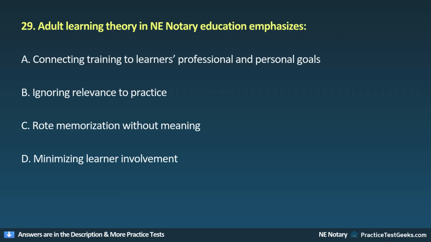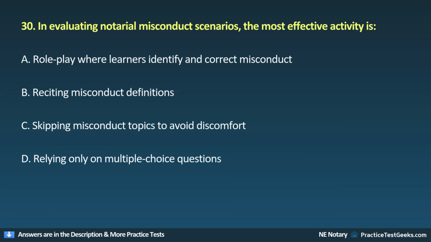29. Adult learning theory in any notary education emphasizes A. Connecting training to learners' professional and personal goals. B. Ignoring relevance to practice. C. Rote memorization without meaning. D. Minimizing learner involvement.